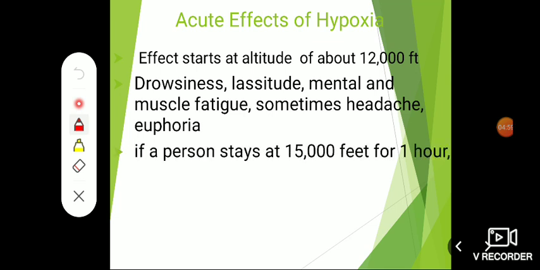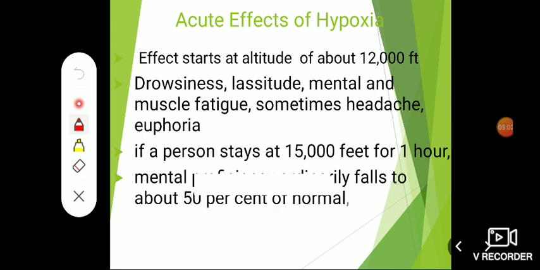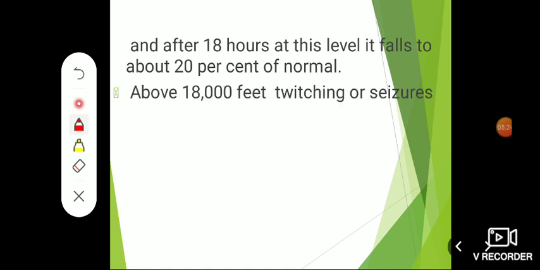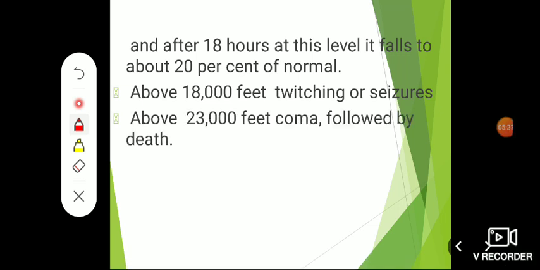If a person stays at 15,000 feet for 1 hour, mental proficiency ordinarily falls to 50%. After 18 hours at this level, it falls to about 20%. Above 18,000 feet, twitching and seizures take place. All the neurons become very irritable, and ultimately at 23,000 feet, coma followed by death. So these are the consequences of acute mountain sickness. If the person is exposed rapidly to this altitude, it can be dangerous to the person.